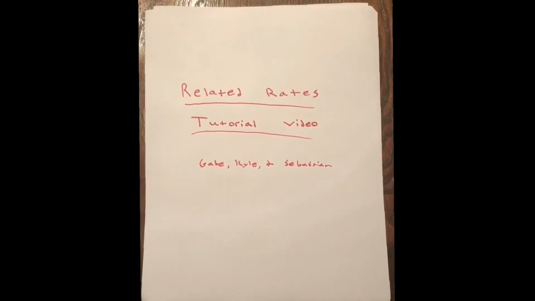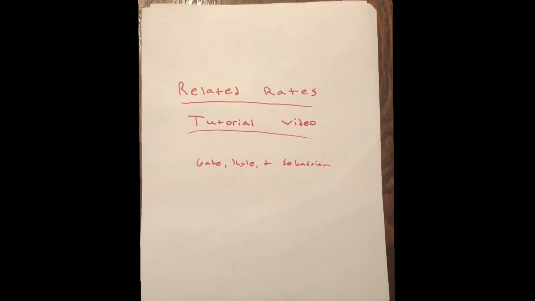Related rates tutorial video. Water leaking onto a floor forms a circular pool. The radius of the pool increases at a rate of 4 centimeters a minute. How fast is the area of the pool increasing when the radius is 13 centimeters?